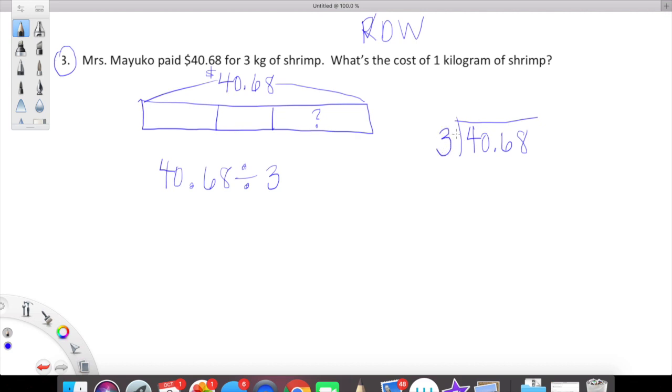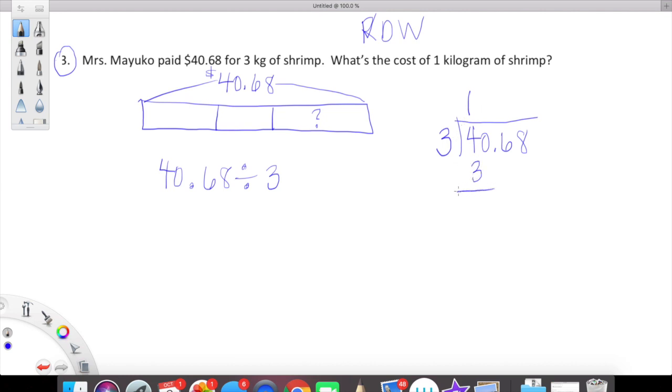Now let's just do the long division. We're not going to model on the place value chart like we did with the previous problems. We're just going to go ahead and do the standard algorithm. So first let's ask ourselves, how many 3s go in 4? Well, 1 3 goes into 4. And let's carry on. We have 1 times 3 is 3.